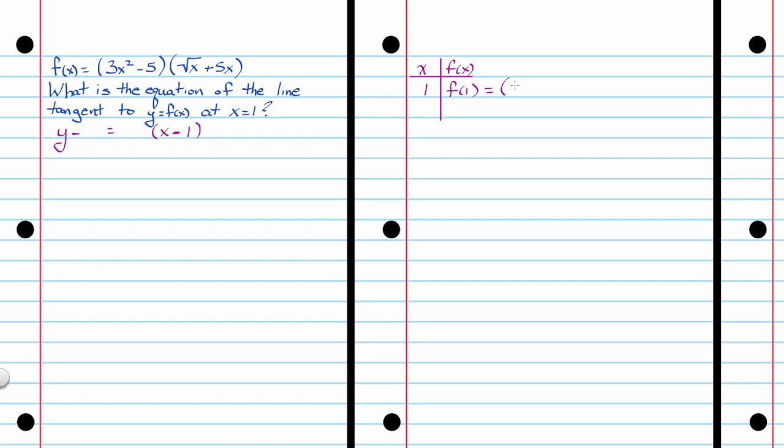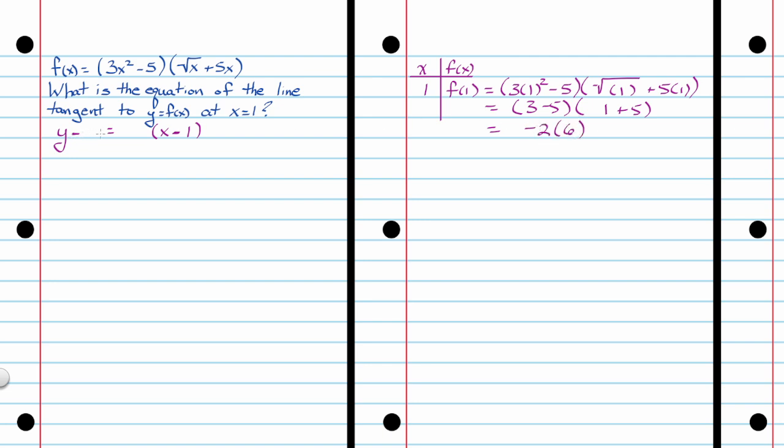So to calculate f of 1, I'll just substitute 1 in for x and carefully evaluate. So I have the quantity of 3x squared minus 5, times the quantity of the square root of x plus 5x. I'm looking for any copy errors I might be making. I don't see any. So I have my two quantities, I put 1 in for x, and I'll just carefully evaluate. So f of 1 is equal to 3 times 1 squared is 3, minus 5. Square root of 1 is 1. 5 times 1 is 5. 1 plus 5. That's equal to negative 2 times 6, which is negative 12.